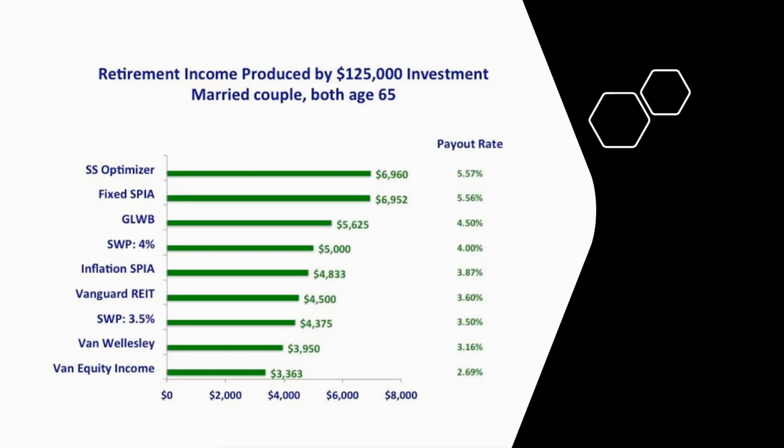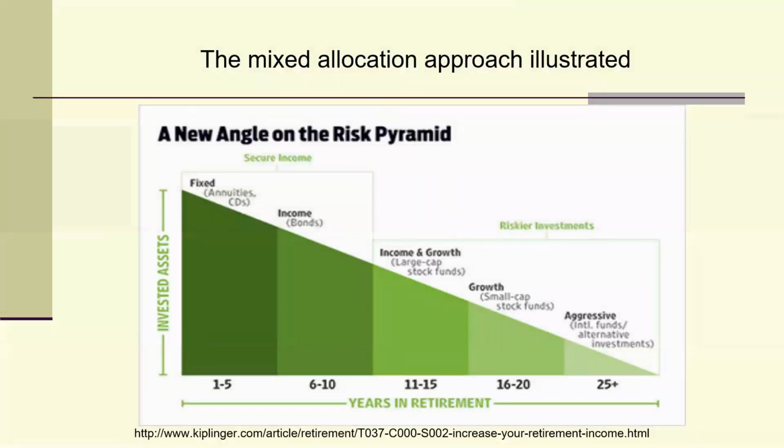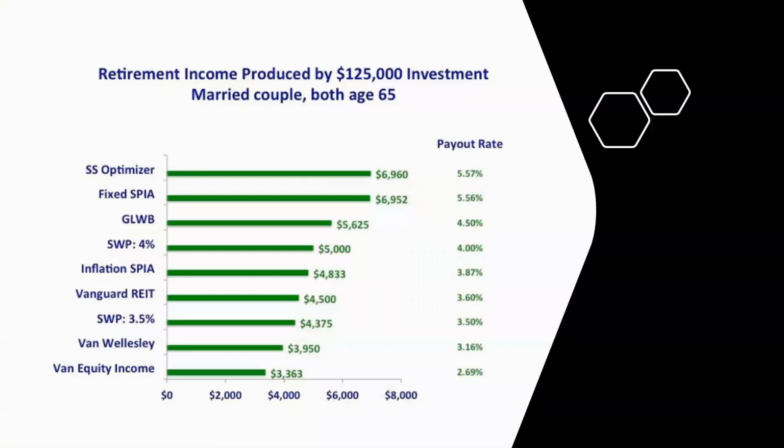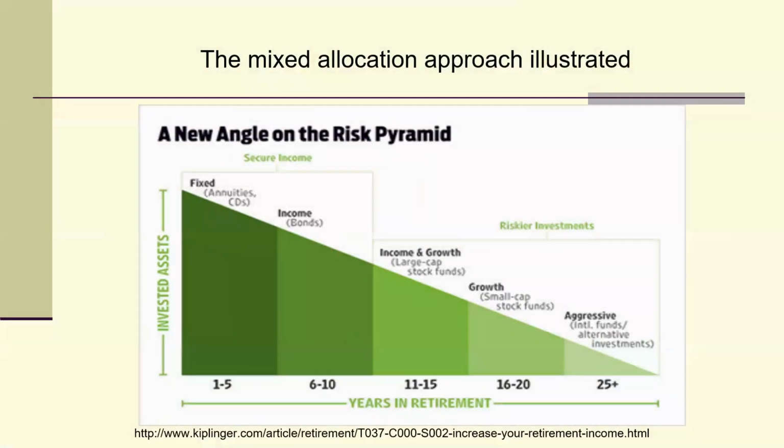And then the fourth is a systematic withdrawal plan of 4%, the 4% rule. And then there's an inflation annuity. And then there is a real estate investment trust with Vanguard. And then there is essentially another withdrawal plan, but instead of withdrawing 4%, you're only going to withdraw 3.5% because we're in a low interest rate environment. So you can see the options that you have there.